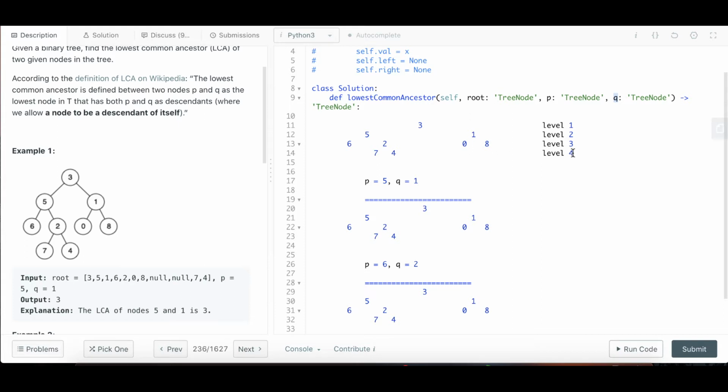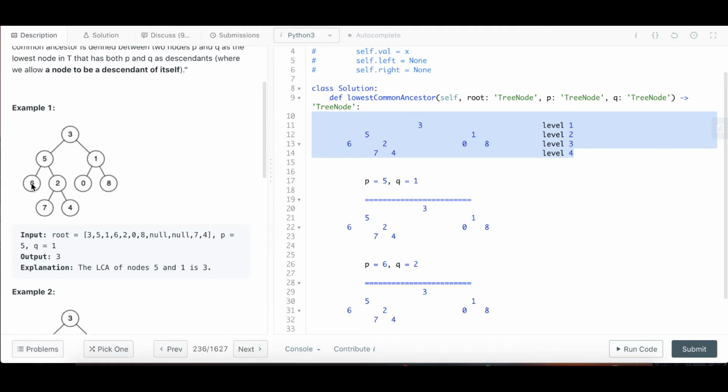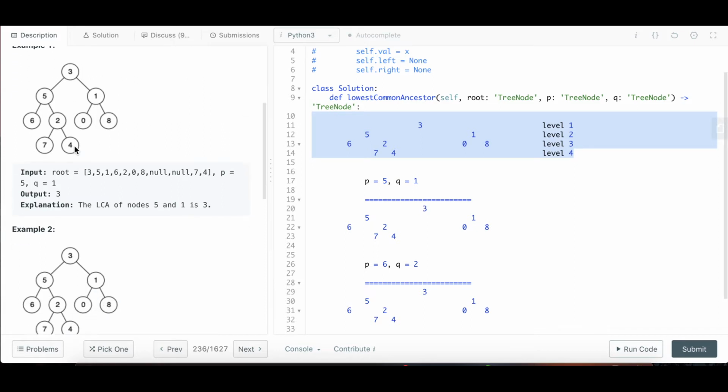For example, if you look at this tree here, this is the same as this tree here. So let's say this is level 1, this is level 2, level 3, level 4, right? And you're looking for 5 and 1, which is 5 and 1 here. So the lowest common ancestor would be 3. But for example, if you were looking for 6 and 2, the lowest common ancestor would be 5. Although 3 is also an ancestor, it's not the lowest common ancestor.